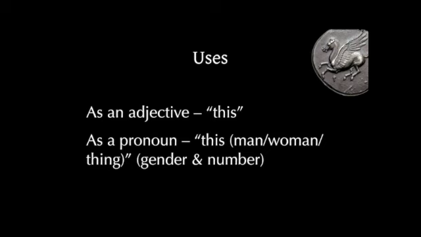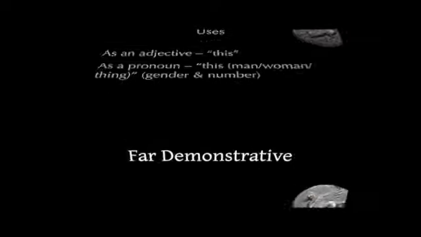And Mounce says that you could translate it he or she, depending on the gender. I would translate it more as a demonstrative. I'd kind of bring out the demonstrative thrust a little bit and translate it maybe this man or this one or this thing or this woman, depending on the gender and number.